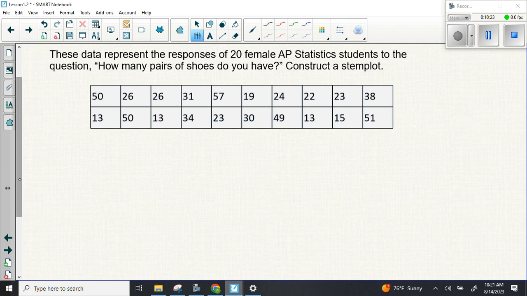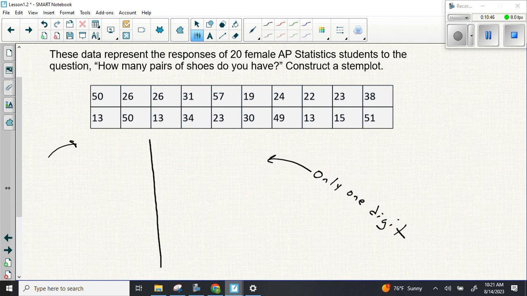All right, so we're going to make a stem and leaf plot, or a stem plot, as we call it. I'm going to draw a line. On this side should always be only one digit. You're just representing one digit on this side. This side can have more than one digit. And I'll show you how that works.